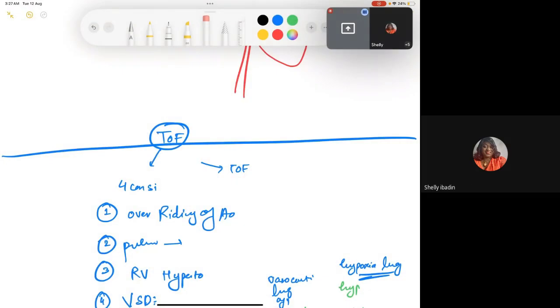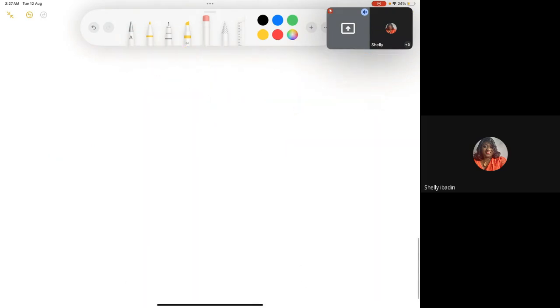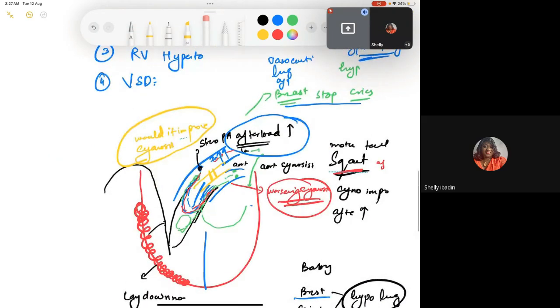My question is, if we are just keeping the ductus arteriosus open, would it improve the cyanosis? Yes, I think it will improve the cyanosis. Why? Because now it's a shunt, right to left to right.